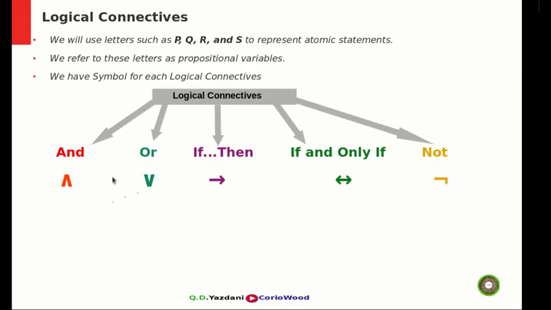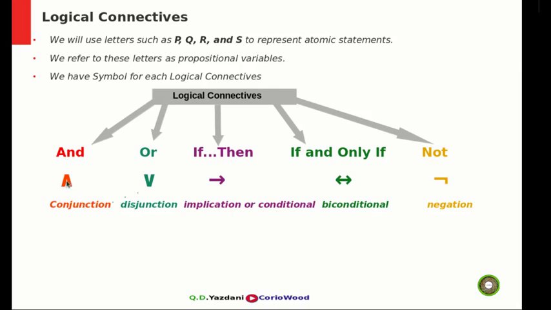This is a not. So the first one, and, we call conjunction. The second one, like a V, we call disjunction. The third one, if-then, is the arrow sign, and we call this implication or conditional in mathematics. And the fourth one, if and only if, with the two-sided arrow, we call biconditional. And the last one, not, is like the corner of the roof or the corner of the box, and is called negation.